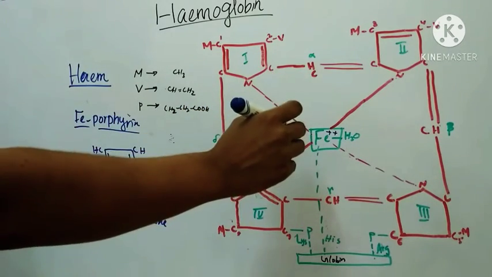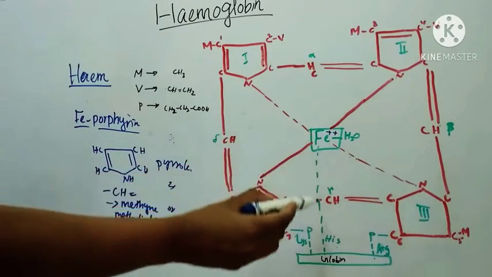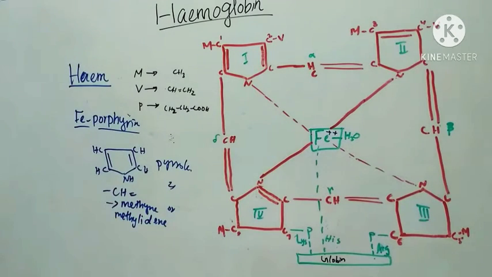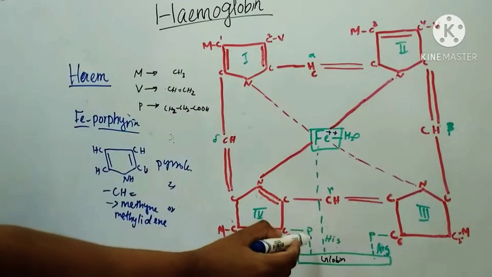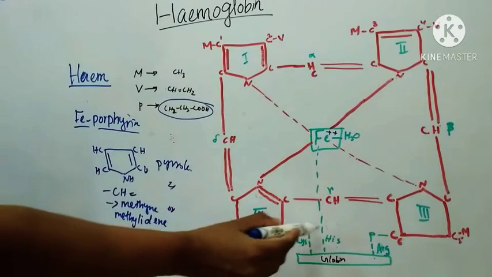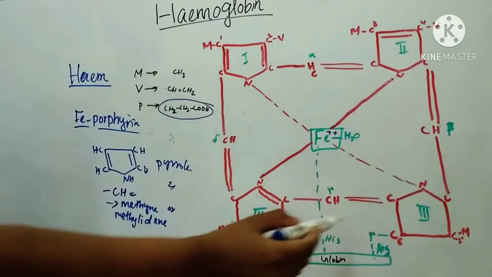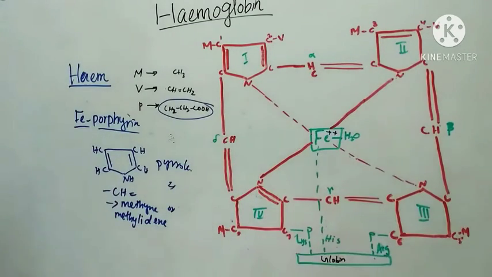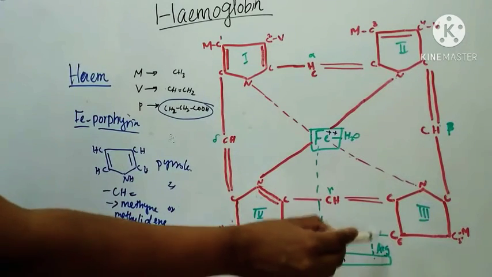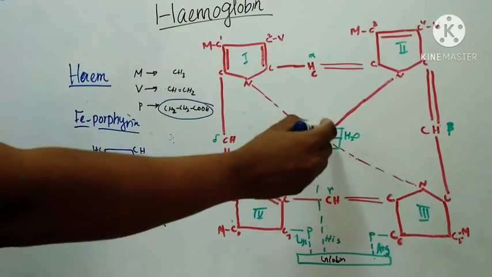The ferrous ion is also linked to the nitrogen of the imidazole ring of the histidine of the polypeptide chain, that is the heme linked group. Then the propionic acid group, COOH group. Propionic acid is CH2 CH2 COOH. The propionic acid COOH groups of the 3 and 4 pyrrole rings are also linked through arginine and lysine to the polypeptide chain. This is the central ion, that is Fe2+.